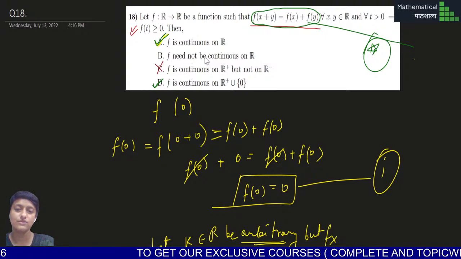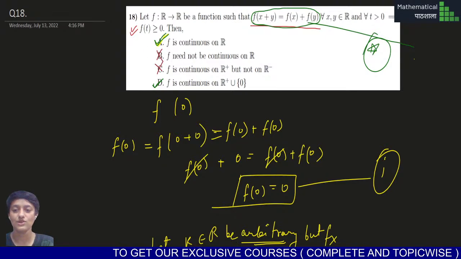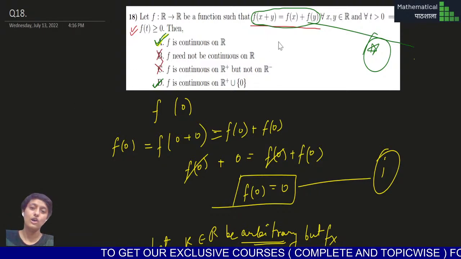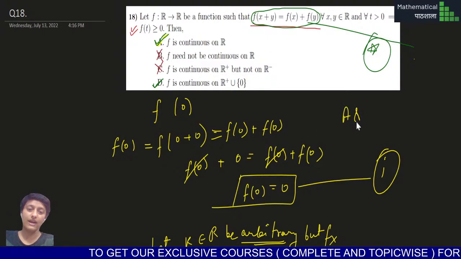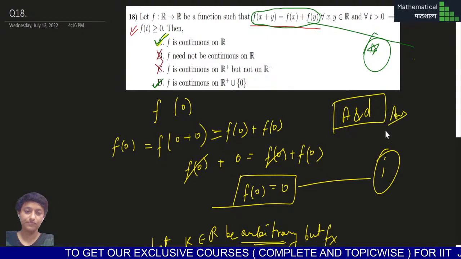And this is saying f need not be continuous, which is going completely the opposite way. So this is also incorrect. So we have got that option A and B are correct.